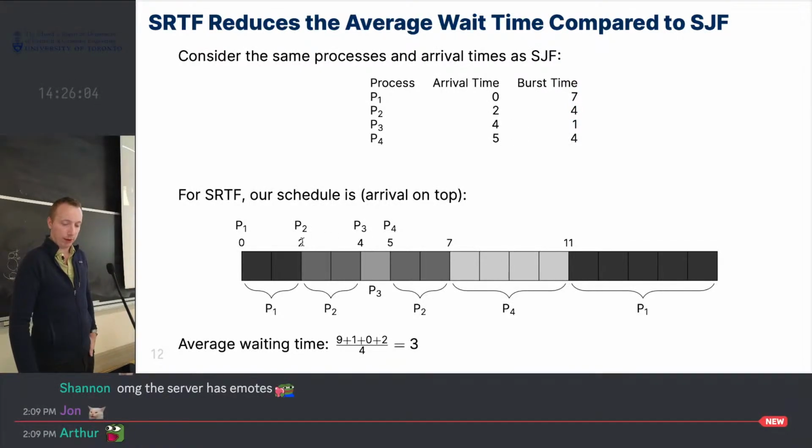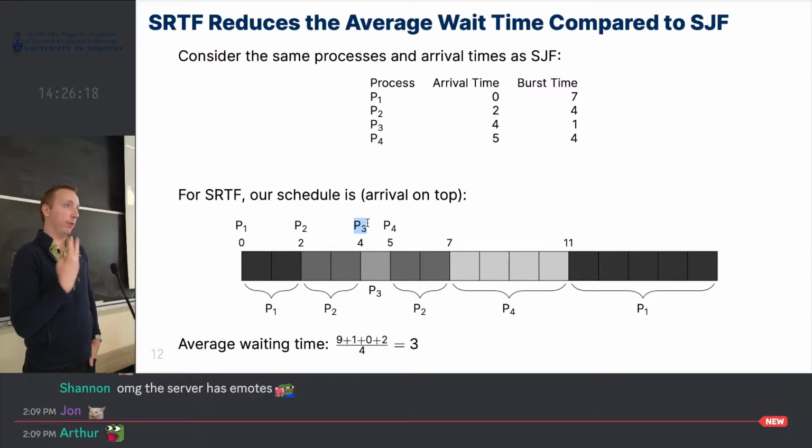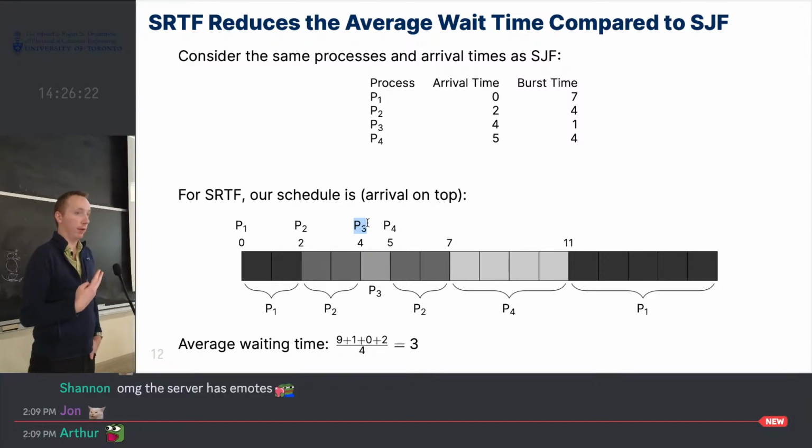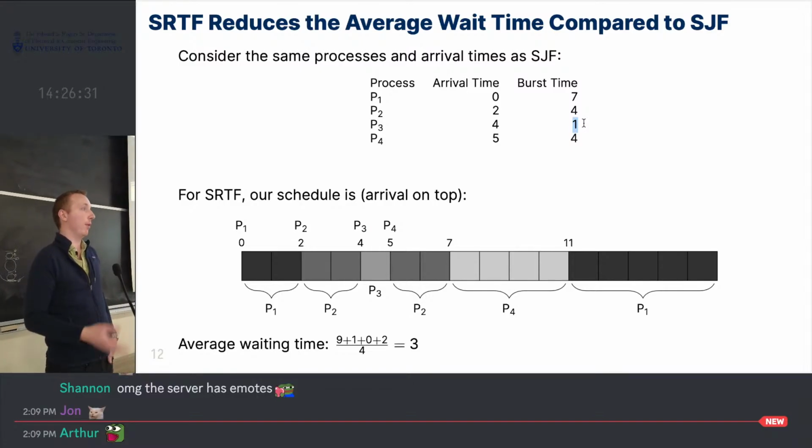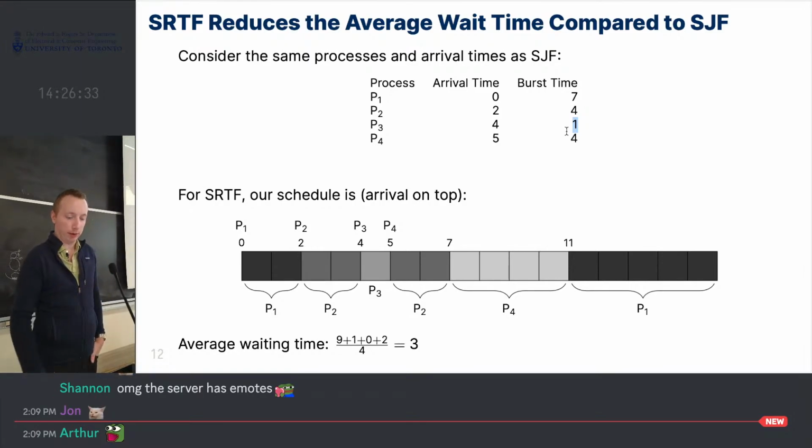So we execute process 2 for 2 time units, and then process 3 comes in at time equals 4. At that point, process 2 has 2 time units left because it wants to execute for 4, and it's so far executed for 2. So it has 2 time units remaining, and process 3 just has 1 time unit remaining because that's all it wants to execute for. So it is now the shortest. So we would immediately schedule it to run. It would run for its 1 time unit.